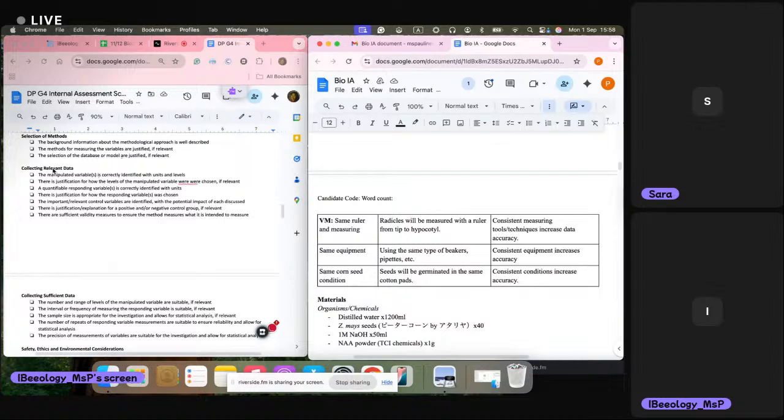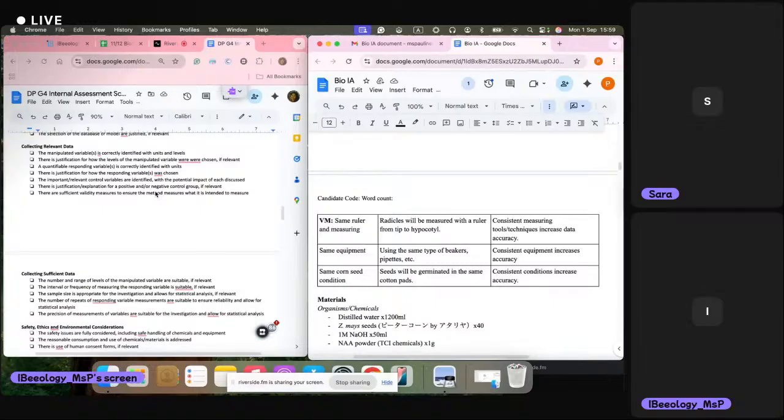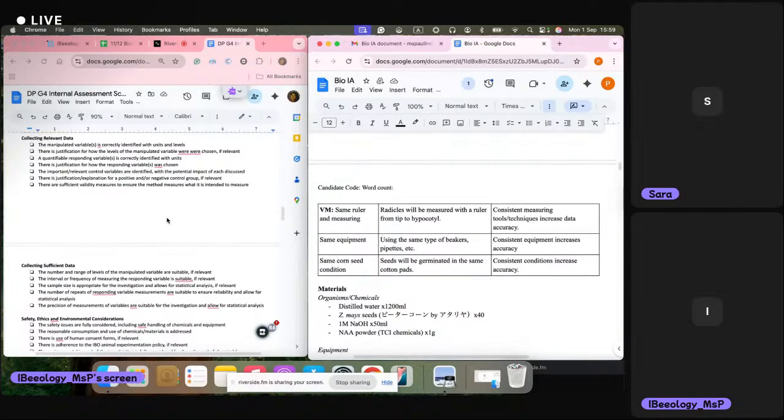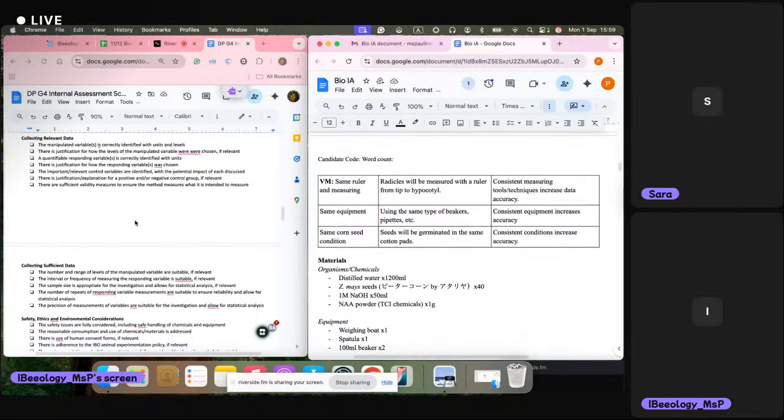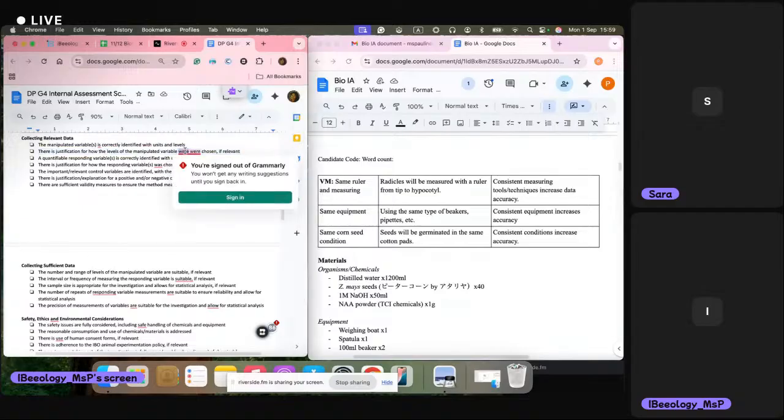The background information and method approach is well described. The methods of measuring variables are justified. So remember those words, right? You need to justify that this is suitable. Seven repeats is suitable, and so on. Okay. Collecting relevant data: the manipulated variable is correctly identified with units and levels. There is justification of how the levels of the manipulated variable were chosen, if relevant. Why did I write it twice?